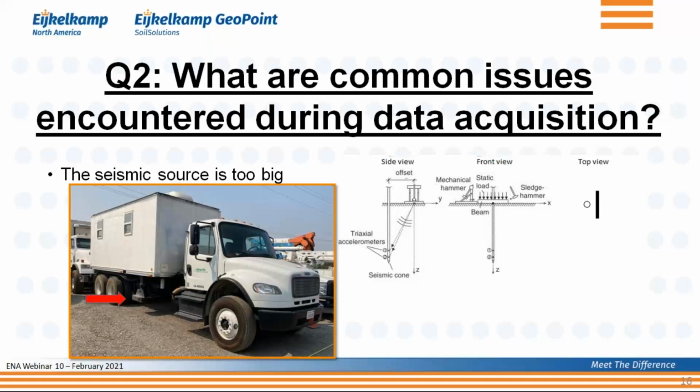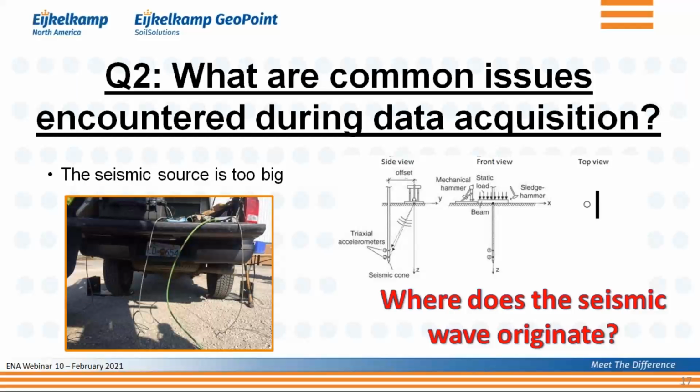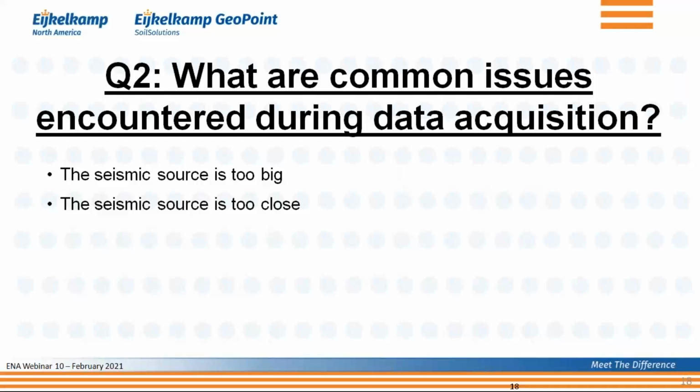And that is the issue, that the seismic source may simply be too big, so that you don't know where the wave originates. Much better situation is what you see here. We now have a left and the right, but you see there are two relatively small plates where you can create those seismic waves. But now at least you have a much more distinct idea where the wave is originating. So that's one issue. Second thing is that the seismic source may be too close.